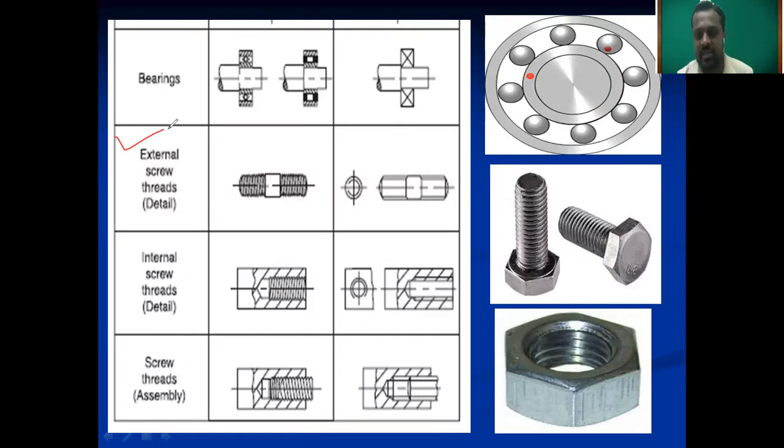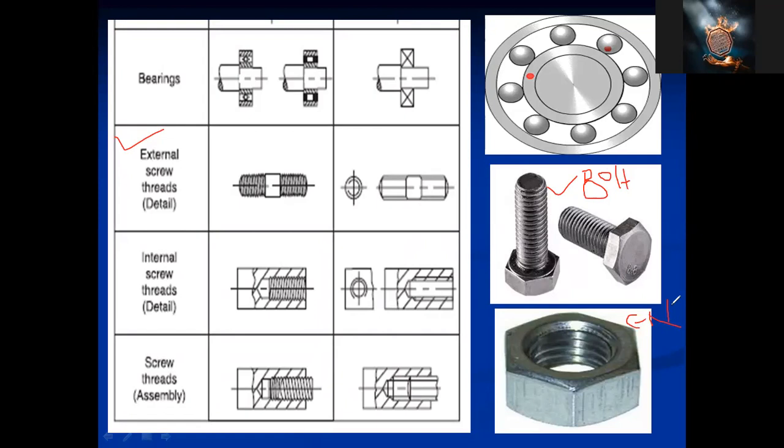Now see here, we are showing both pictures, nut and bolt. Which one is the nut and which one is the bolt? Upper one is the bolt and lower one is the nut. It is correct, it is the bolt, and it is the nut.